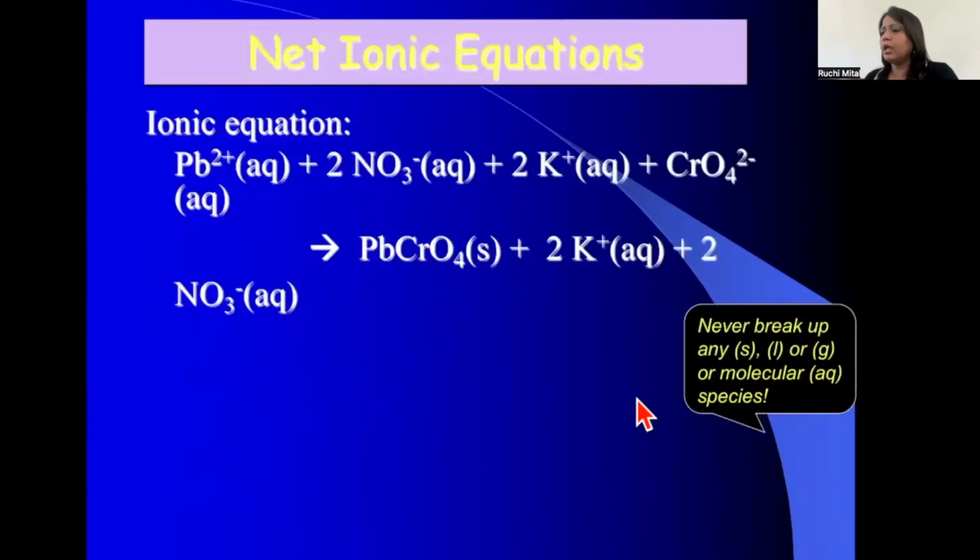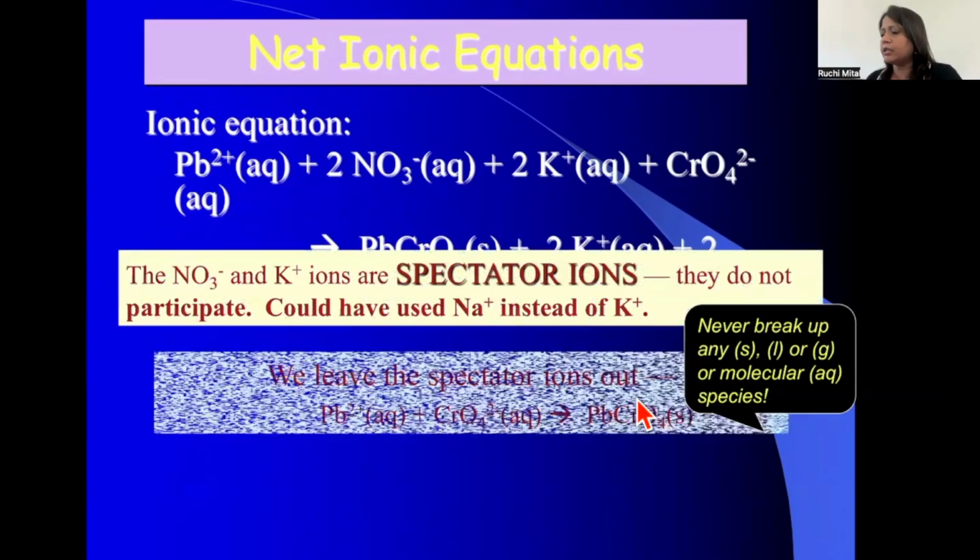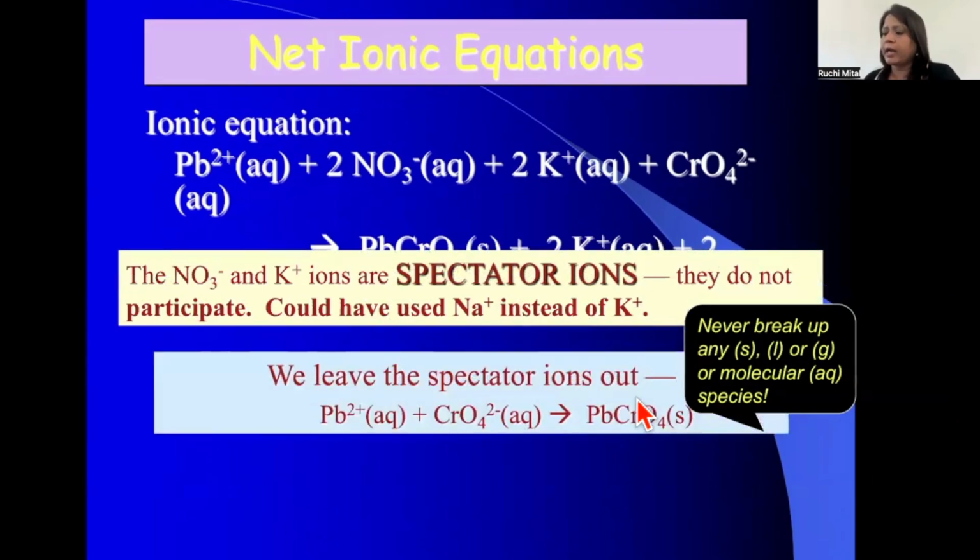So another example, so you have an ionic equation over here. If you look at this ionic equation, you should be able to identify the spectator ions and be able to write down the net ionic equation after you cancel them.